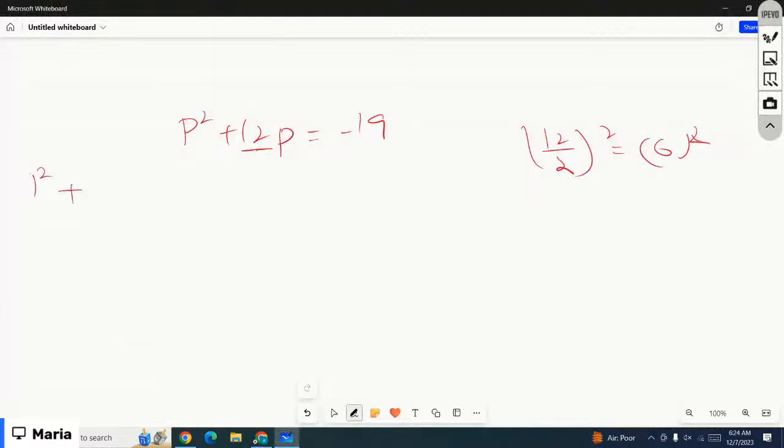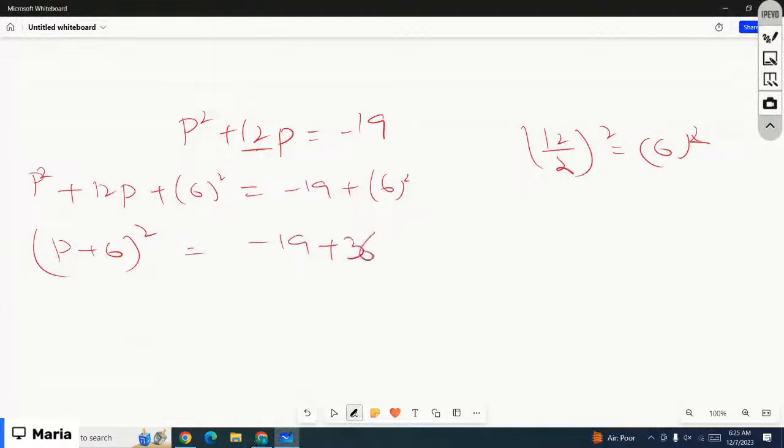So p square plus 12p plus 6 square equals negative 19 plus 6 square. This is the square of p plus 6, and negative 19 plus 36 is 36 minus 19 equals 17. So here you have p plus 6 whole square equals 17.